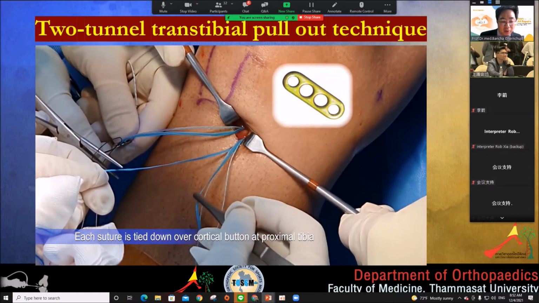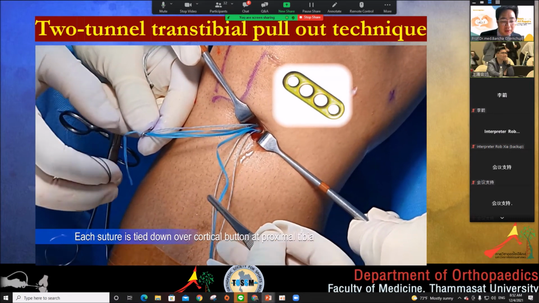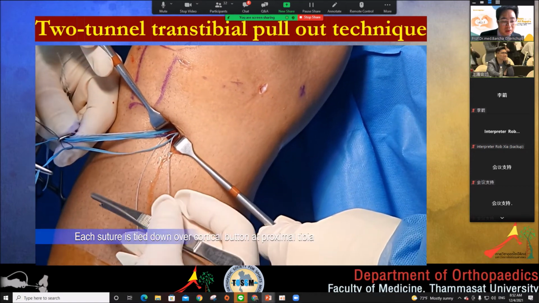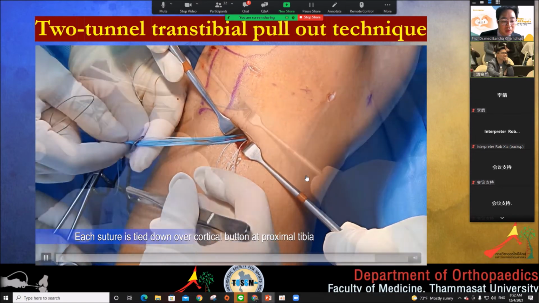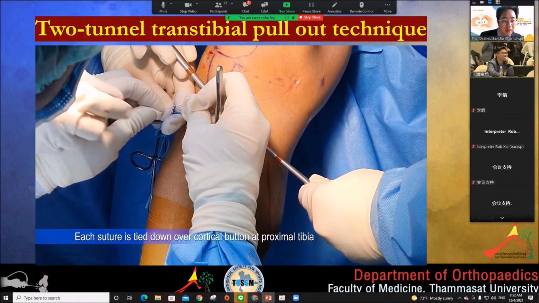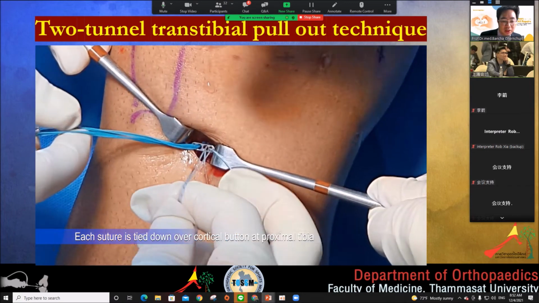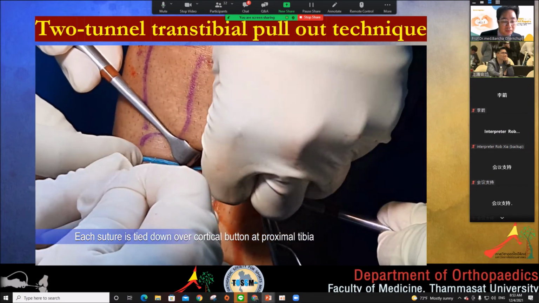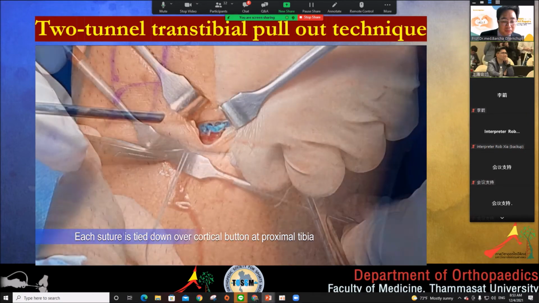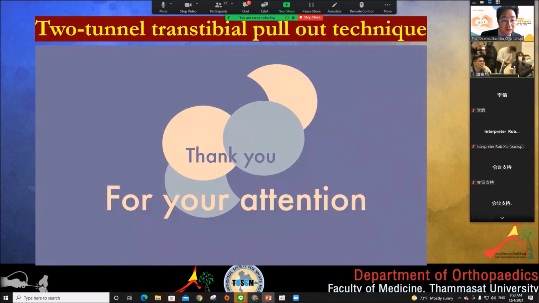Okay, then you pass the suture into the button, right, and tie it to the post. So when tied to the post, be careful and use your scope to see that the tension is not too much. Okay, that is a cortical button. Okay, so that's the final repair of this.